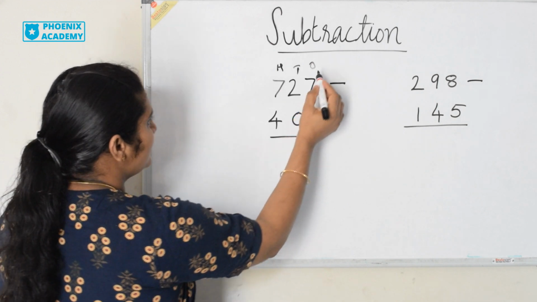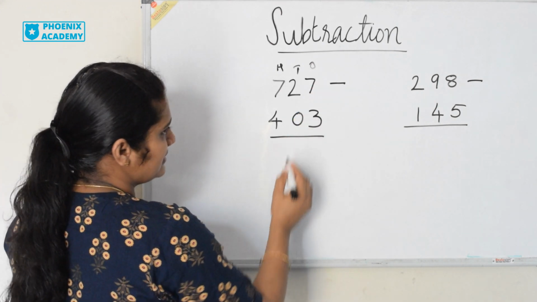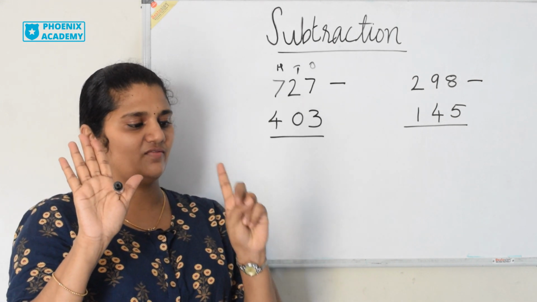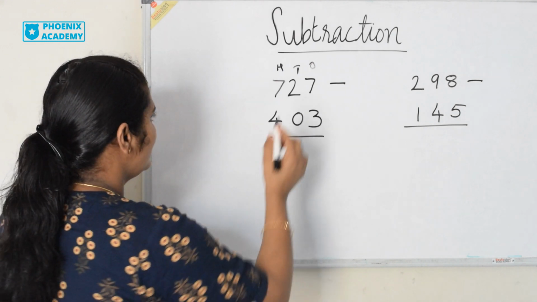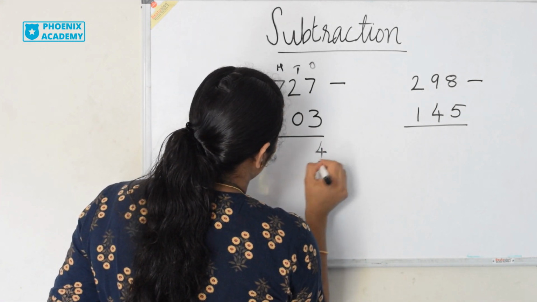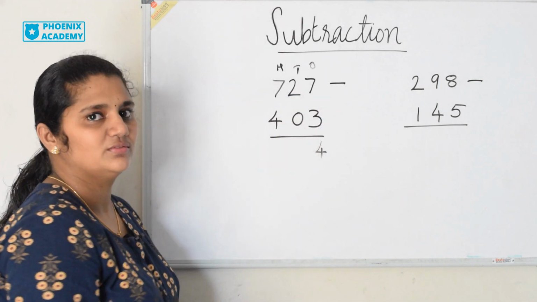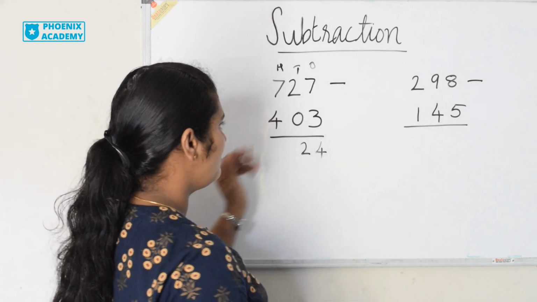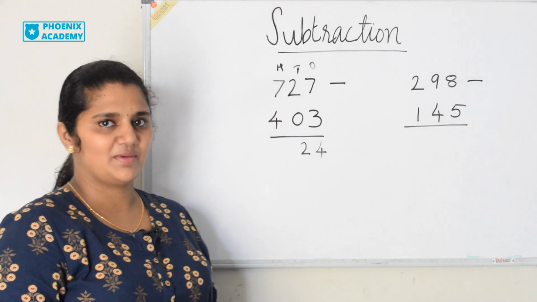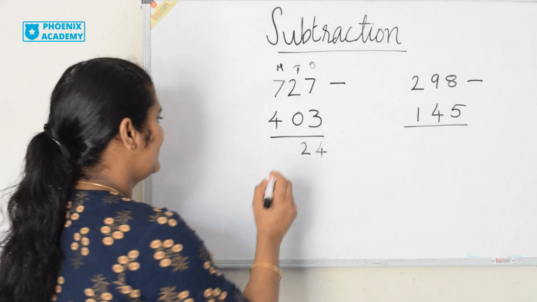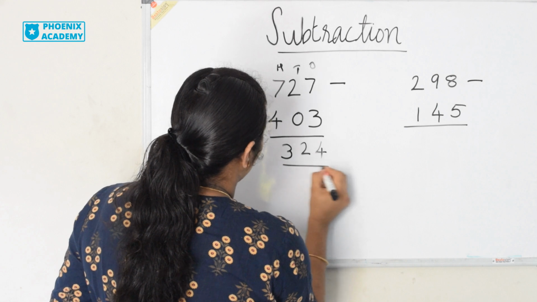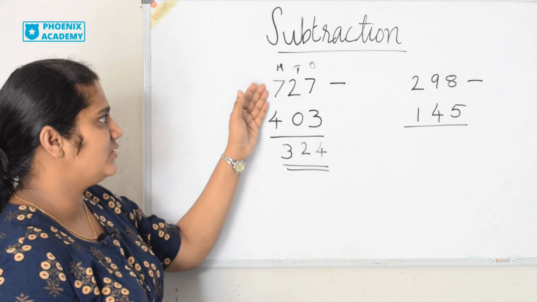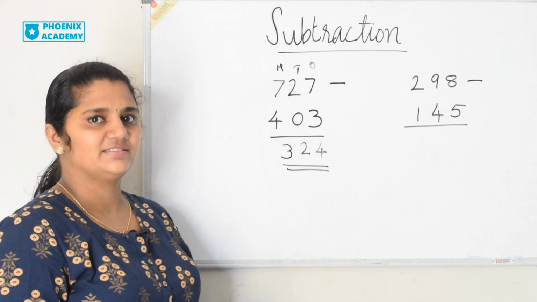Let's subtract. 7 minus 3. 7 minus 3 is 4. 2 minus 0, 2 itself. 7 minus 4. What is 7 minus 4? 3. So this is the difference of 727 and 403.